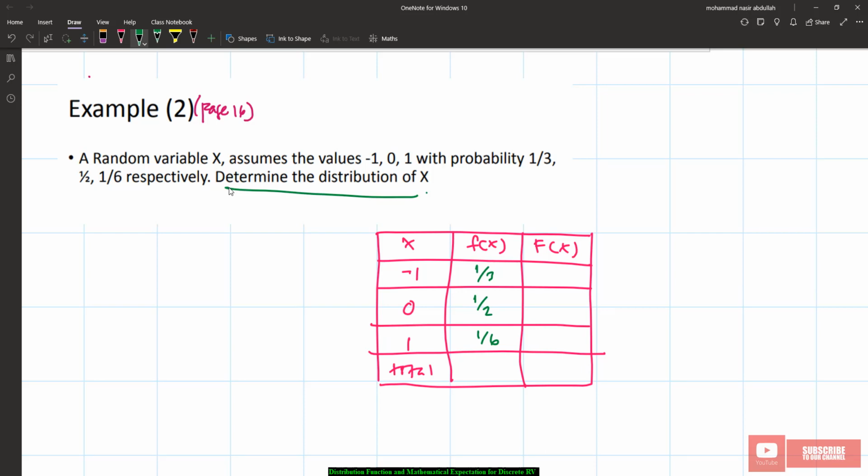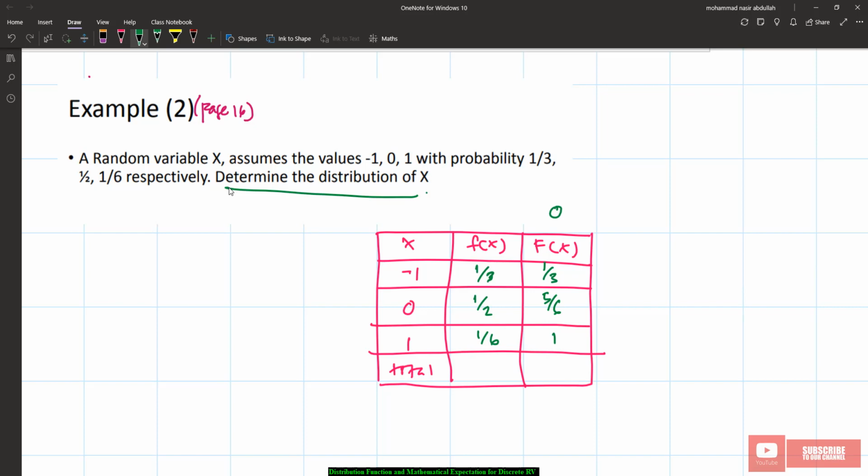And of course, the cumulative frequency before the first row should always equal 0, and the total should always equal 1. The cumulative frequency for the first row always equals the probability of the first row, and this one should be what? 1 over 3 plus 1 over 2 is equal to 5 over 6.